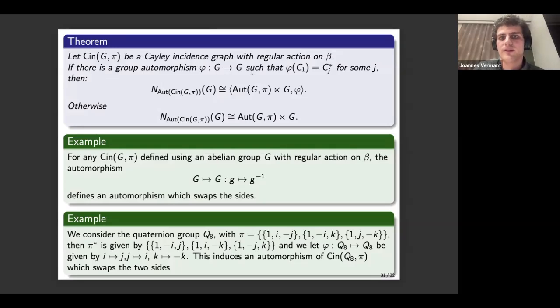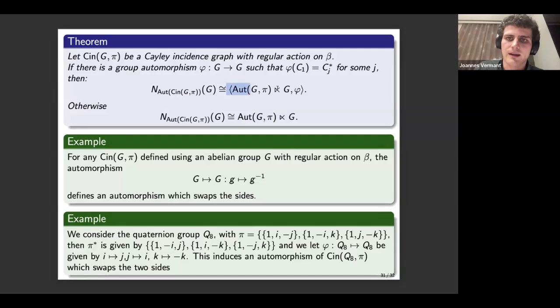So if there is a group automorphism such that phi of C1 is equal to Cj star for some j, then we see that the normalizer of G is isomorphic to this group. So it's first this semi-direct product of these automorphisms of G preserving the partition and G, and then this other automorphism phi with this special property. If there is no such group automorphism, then we are simply left with this part.